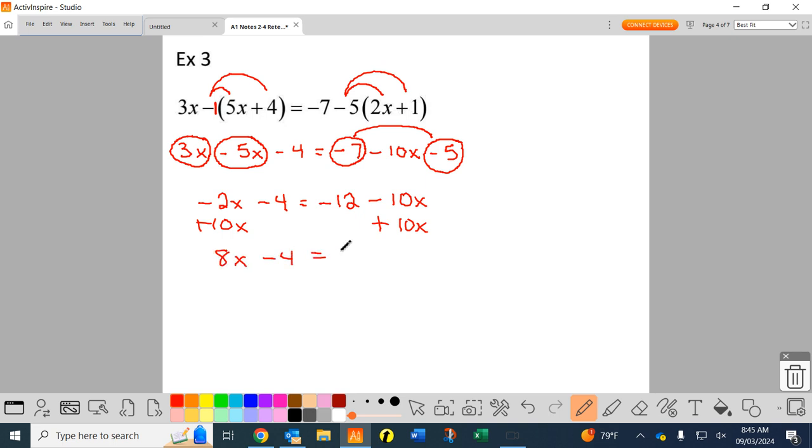I'm then going to add 4, I get 8x equals, what was it, I'm sorry? Negative 8. Easy peasy, because that means when you divide both sides by 8, you're going to get x equals negative 1. Numbers were fairly easy at the end.